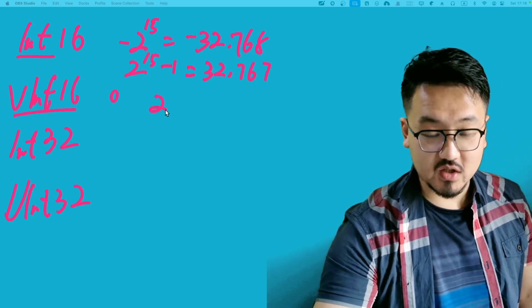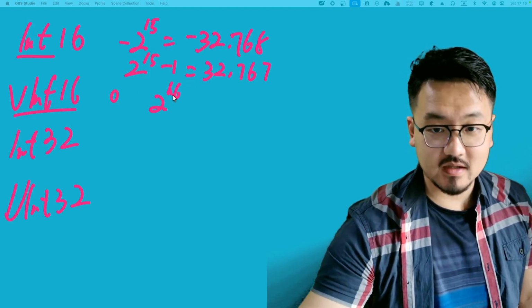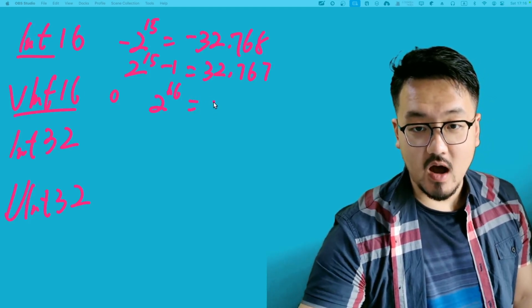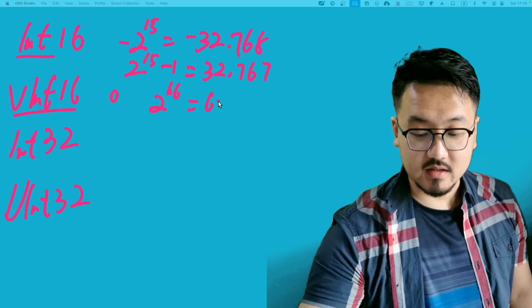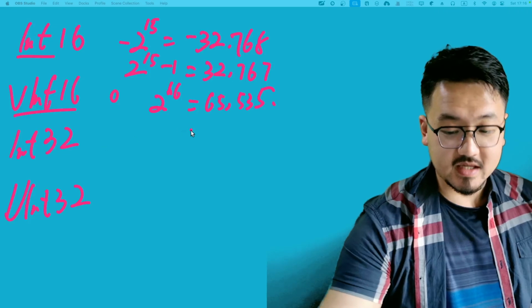Maximum is 2 raised to the power of 16. You don't need to leave one bit for the sign, and that will give you the 65,536. Yeah, double that, 65,535. Okay, the same goes for this.